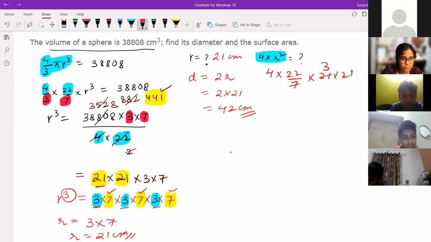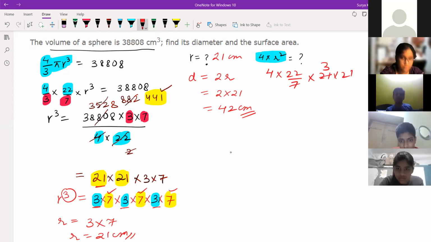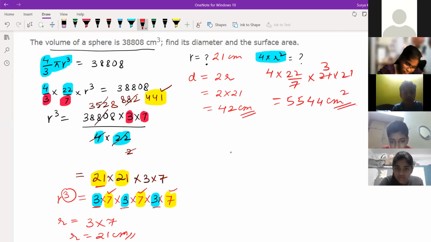I'm just using a calculator. 22 into 4 into 63. Double 5, double 4: 5544 centimeter square. So is anyone having difficulty anywhere?